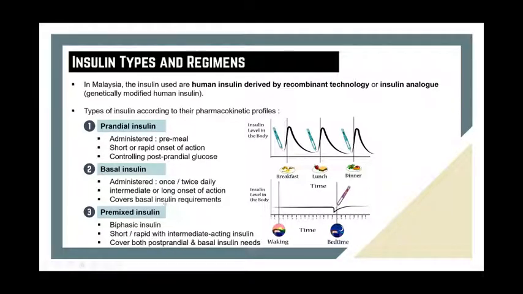And the last one, premixed insulin, is biphasic insulin that incorporates both the short or rapid acting insulin with intermediate insulin into a single preparation to cover both postprandial glucose excursion as well as basal insulin needs.